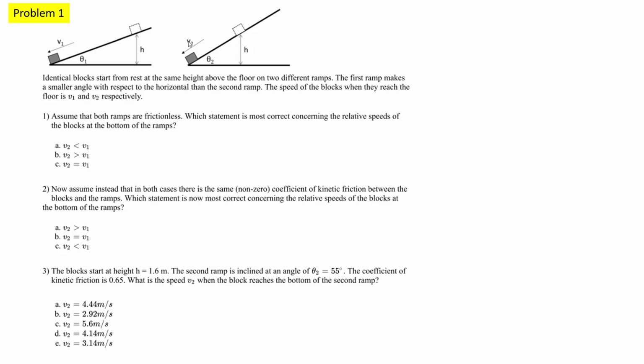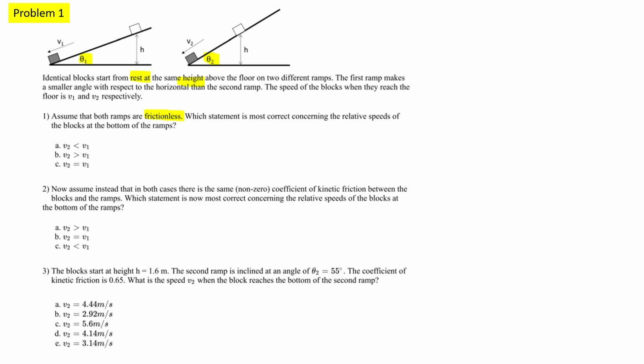All right, here's our first problem. We have identical blocks start from rest at the same height above the floor on two different ramps. The first ramp makes a smaller angle with respect to the horizontal than the second ramp. So you're comparing those two angles here. The speed of the blocks when they reach the floor is V1 and V2 respectively. First problem says, assume that both ramps are frictionless. Which statement is most correct concerning the relative speeds of the blocks at the bottom of the ramp?